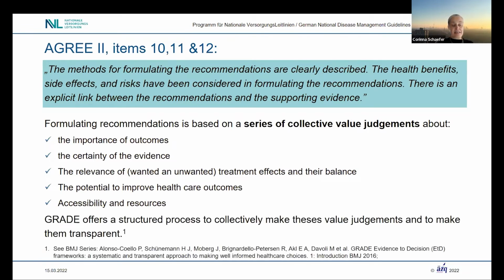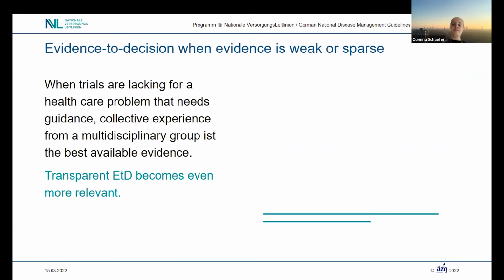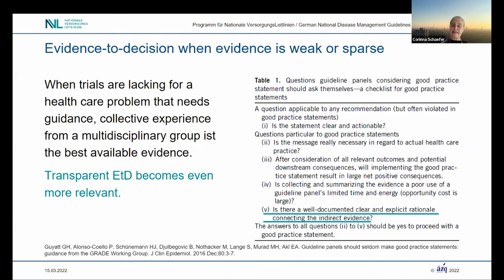And here, the GRADE working group offers a structured process to collectively make these value judgments and to make them transparent. And this is even more important when you're not based on good evidence, but when evidence is weak or sparse. Because when trials are lacking for a healthcare problem that needs guidance, the collective experience of your panel, which is multidisciplinary and has a broad range of experiences, is the best available evidence. And this is why transparent evidence to decision becomes even more relevant. And the GRADE working group, again, provides guidance on this aspect for guideline panels.